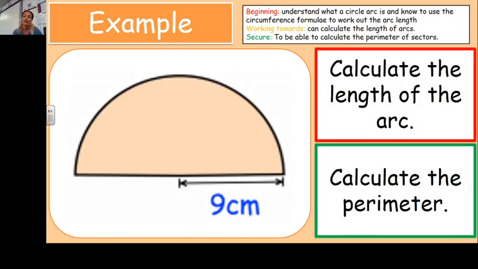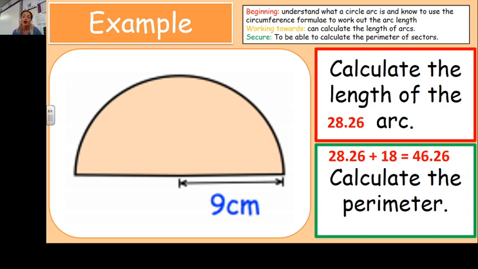So here's an example, guys, I'd now like you to have a go at. You're first going to work out the length of the arc, and then you're going to work out the full perimeter. So pause the video, and on a piece of paper, using a pen, I'd like you to work out the arc length and the perimeter. Pause now.